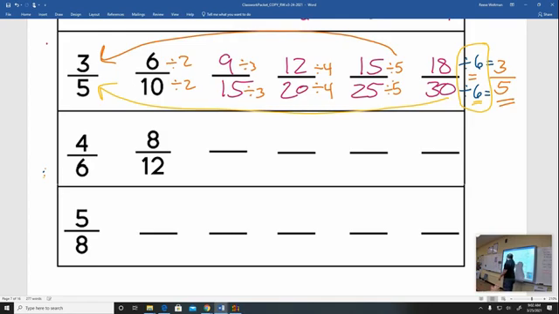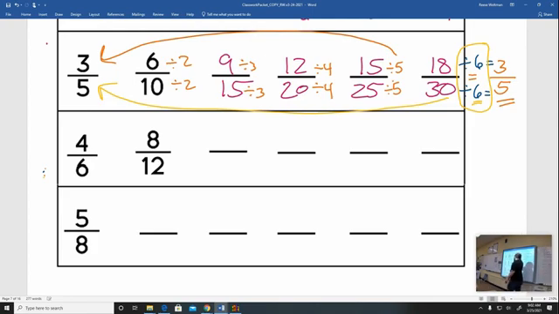You know that 5 times 2 is 10, right? 5 times 3 is 15. 5 times 4 is 20. 5 times 5 is 25. It's the same thing. Remember the relationship between multiplication and division.